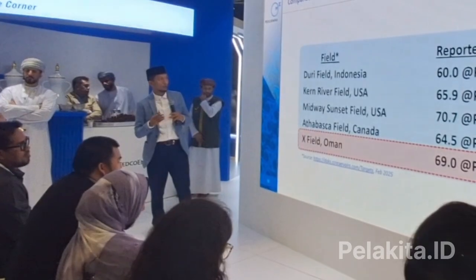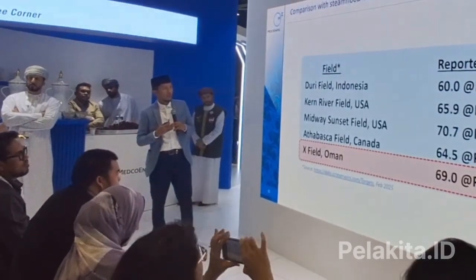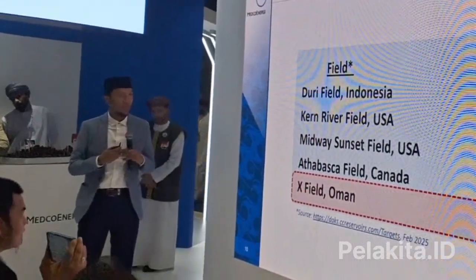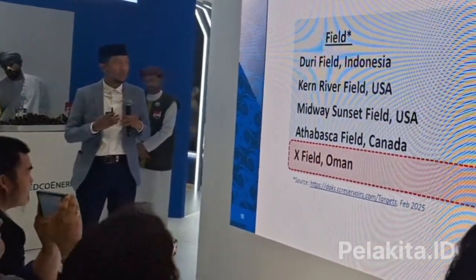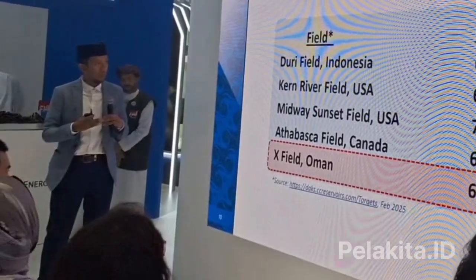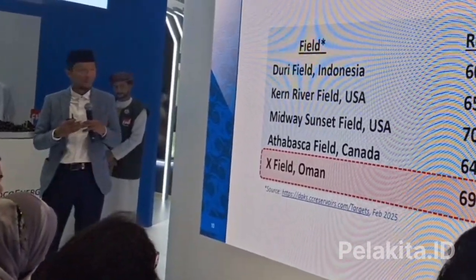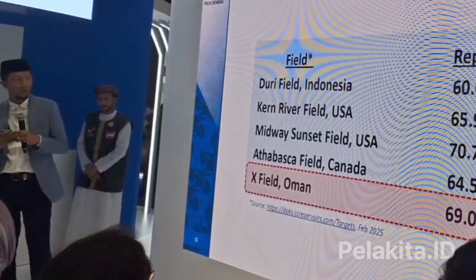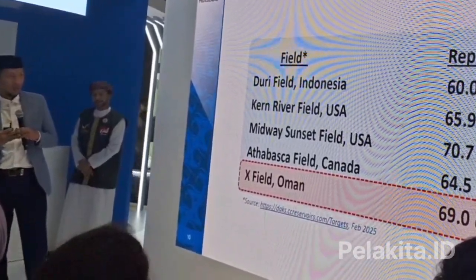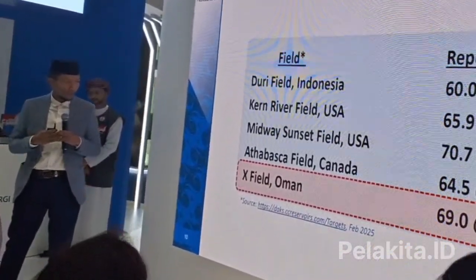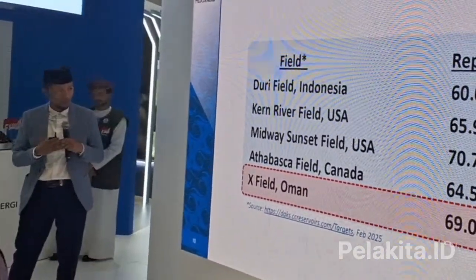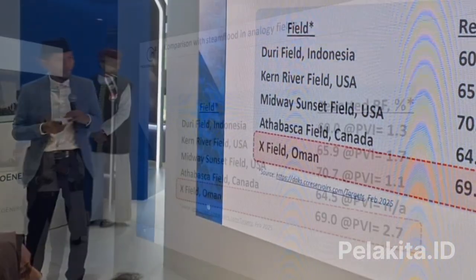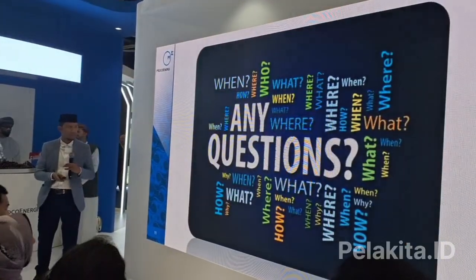The recovery factors compared to other, quite popular steam floods: Chevron in Asia, the RF is around 60%. Then we have also here 10 River in USA around 66% recovery factor, and Midway Sunset in the US as well, around 71%. Athabasca, Canada, around 65%. Here we have the X field in Oman, run by Petrogas, around 69, close to 70%. Okay, thank you very much. I think that's all.